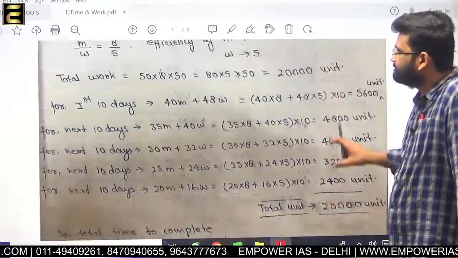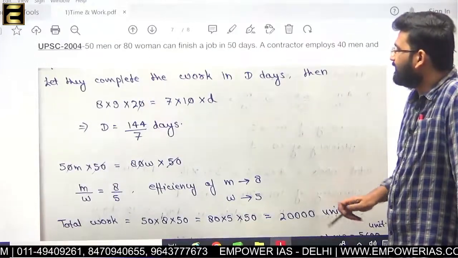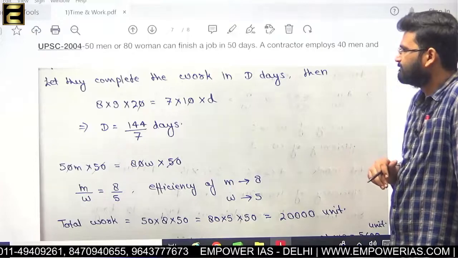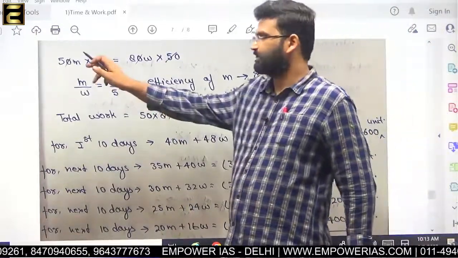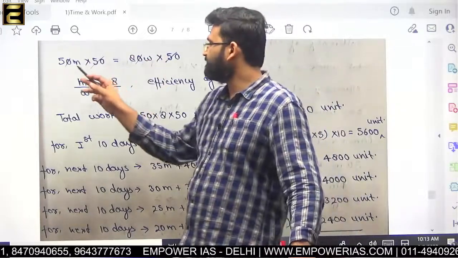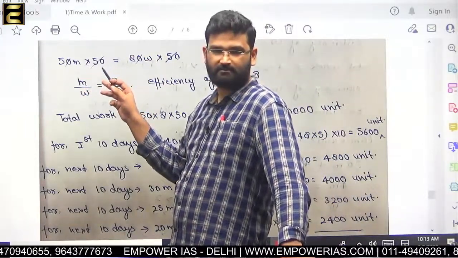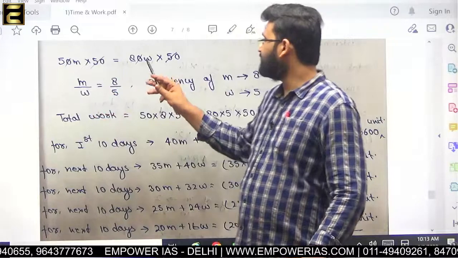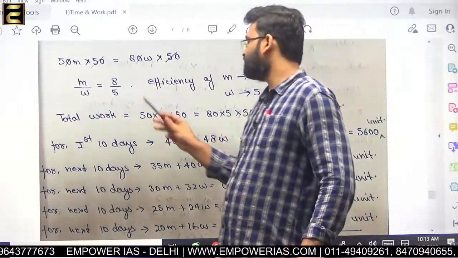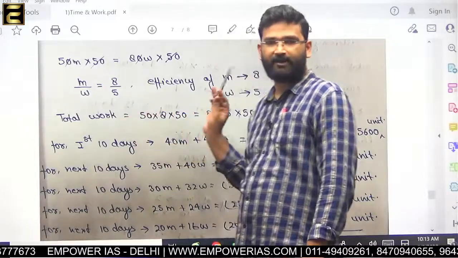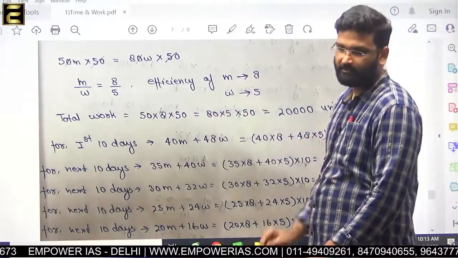So see here, let they complete the work in D days. ये तो previous question था. Question is starting from here. Okay, so 50 men working for 50 days is equal to 80 women working for 50 days. So here we have calculated the efficiency of men and women, that comes to be 8 and 5. यहाँ तक clear है? अभी तक कुछ भी नया नहीं हुआ है.